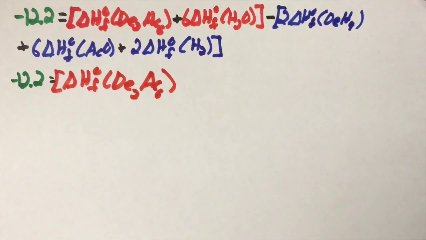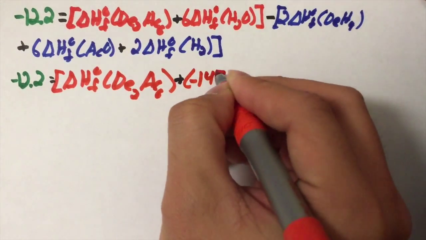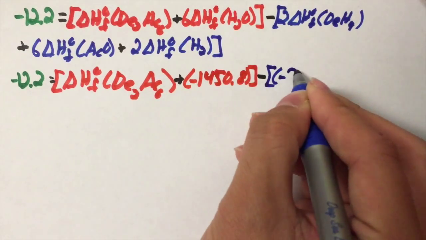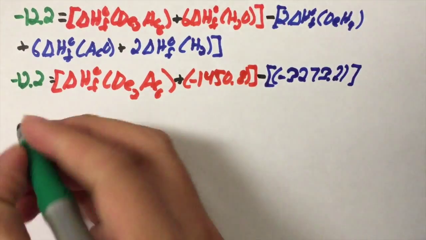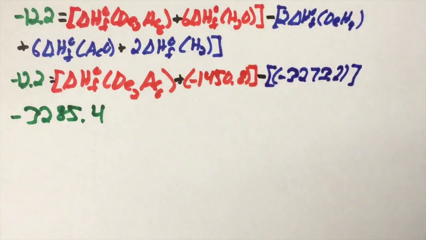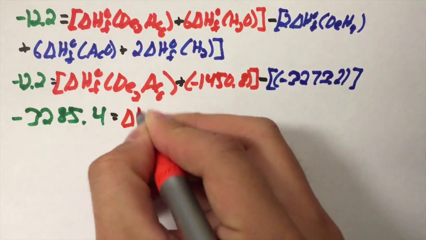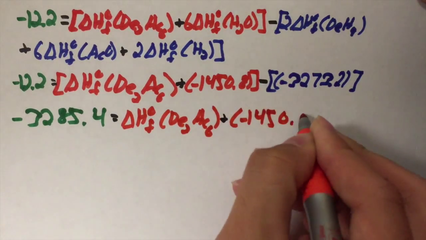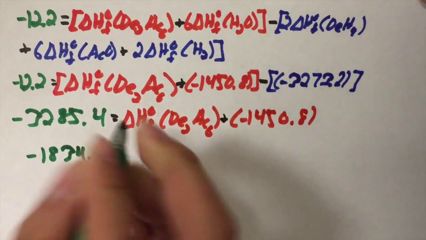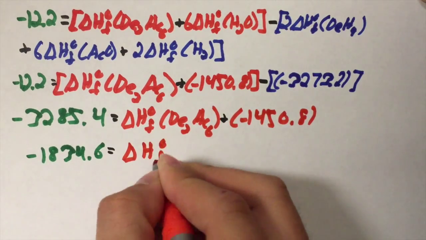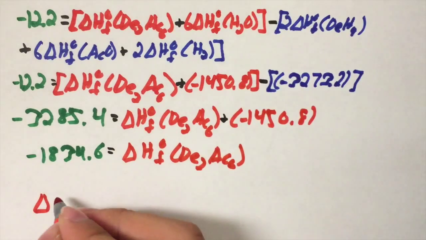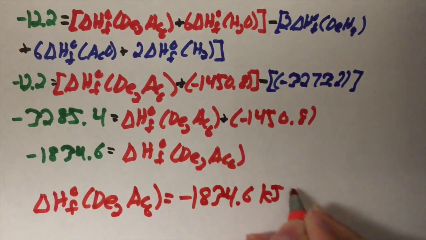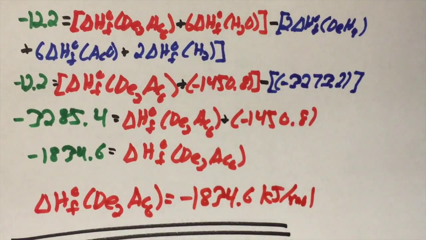So we just need to plug the numbers into the equation. So delta HF De2AC6 plus 6 times negative 241.8, minus 2 times negative 1098.1 plus 6 times negative 179.5 plus 0, equals negative 12.2 kilojoules. Through solving the equation, we got that delta HF De2AC6 equals negative 1834.0 kilojoules per mole.